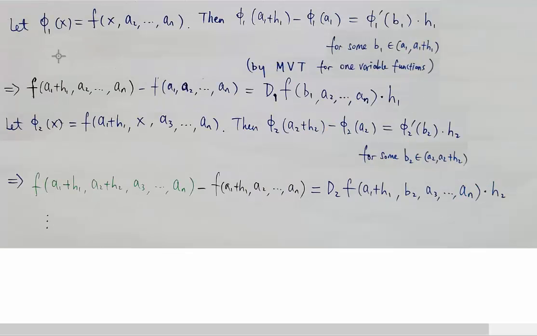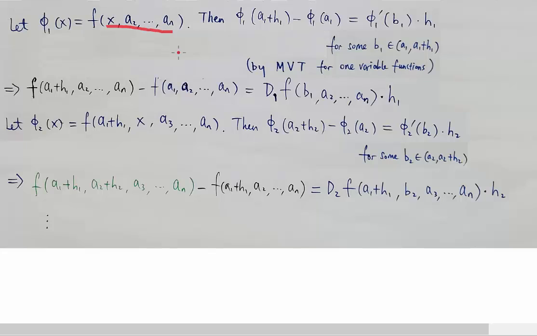Then we proceed to the next step. Define a one variable function phi1(x) to be f of this, with the first coordinate being the variable x, and the remaining coordinates are the coordinates of a. Now note that phi1(x) is a one variable differentiable function. Now this is because f is of class C1, and by definition, all the partial derivatives of f exist, and in particular, the partial derivative of f with respect to the first variable exists. And this means phi1(x) is differentiable.